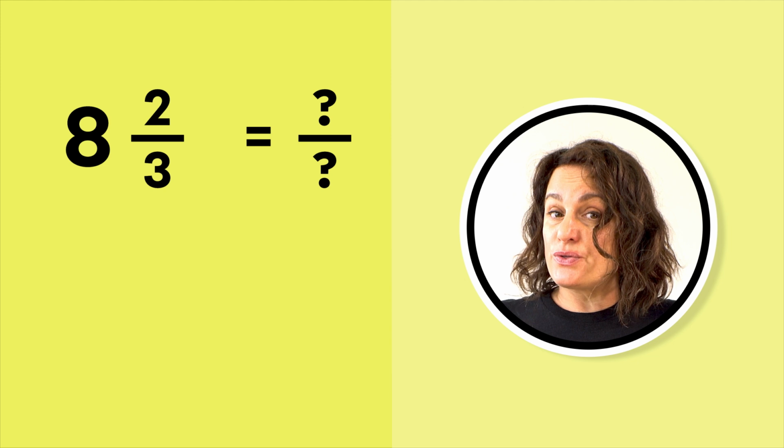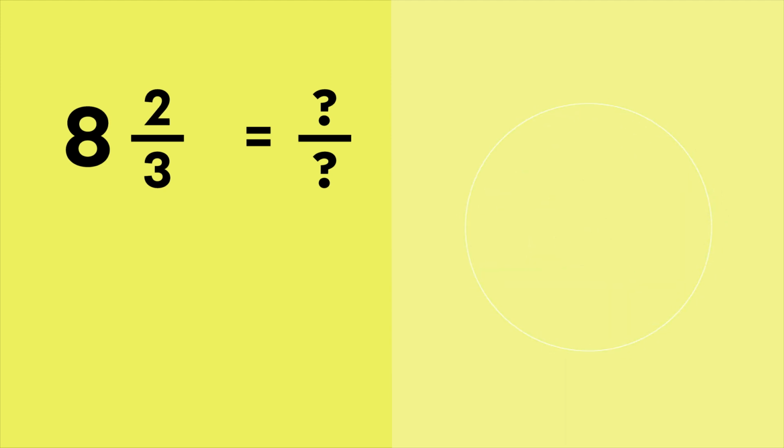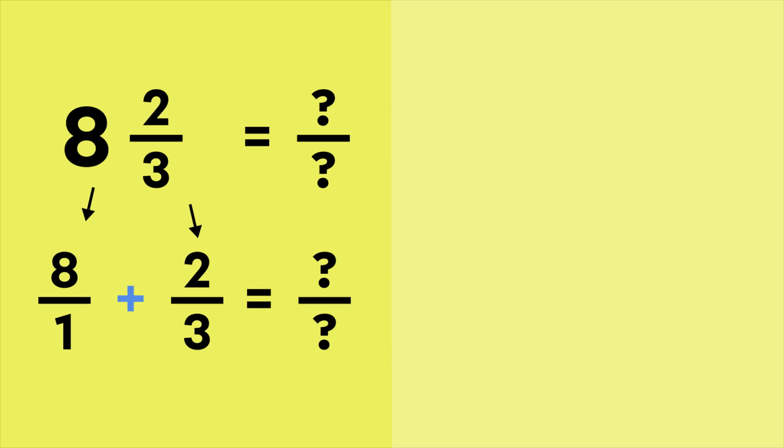Let's do another example. I'm going to convert the mixed number 8 and 2/3 into a fraction. I'll start by changing the integer into a fraction by putting it over 1. So I get 8 over 1. Then I add the fractions 8 over 1 and 2/3 together. To do this, I need to make sure that the two fractions have the same denominator.